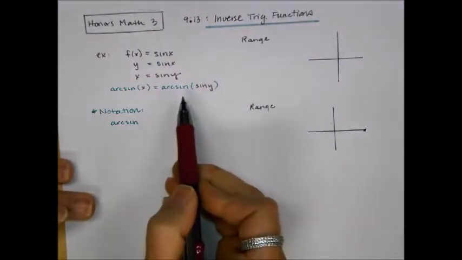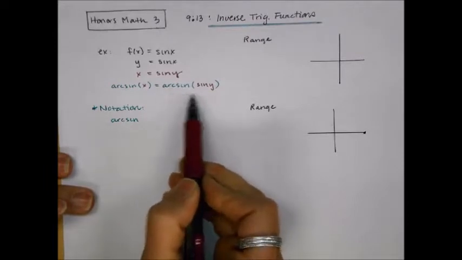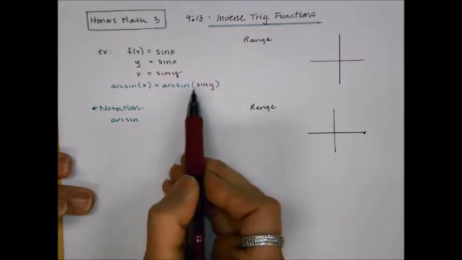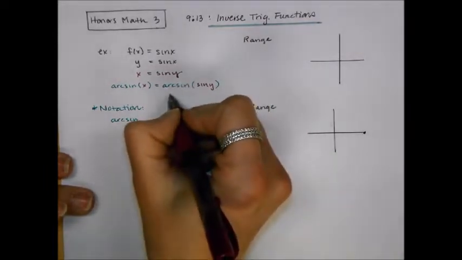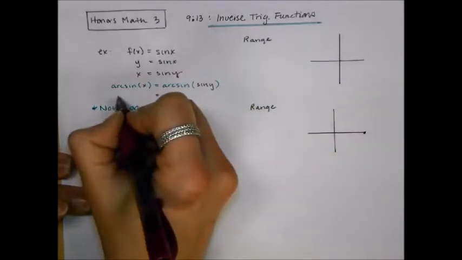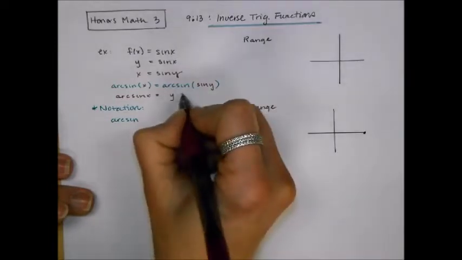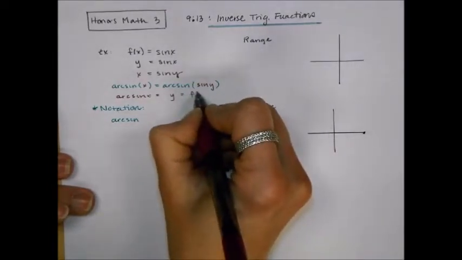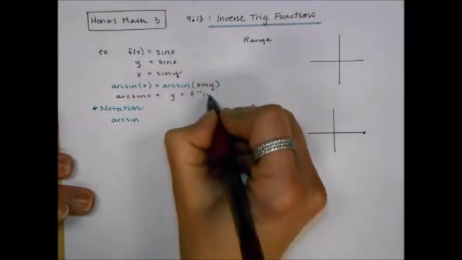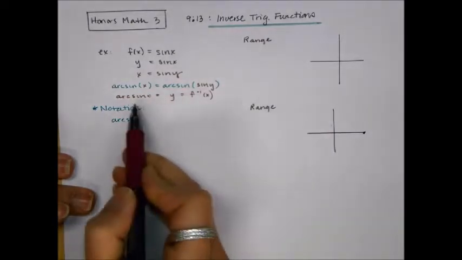So with any inverse operations, they simply undo one another and leave behind your y value here. So we have y is equal to arc sine x, which we replace y with f inverse, so this notation here. So that's our inverse function, arc sine.